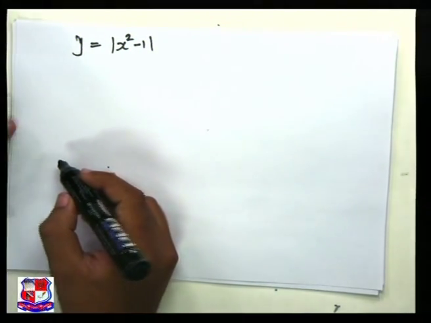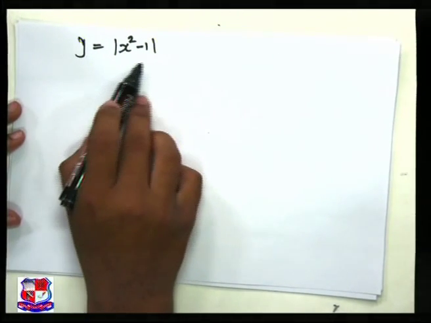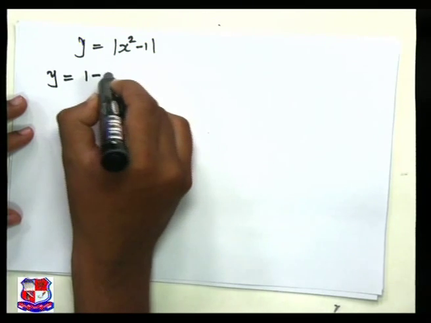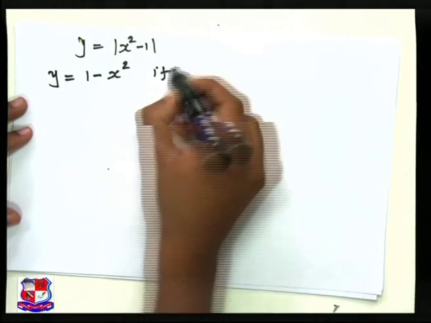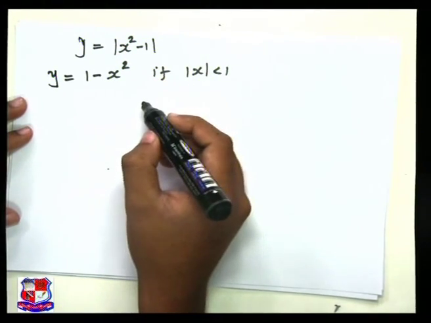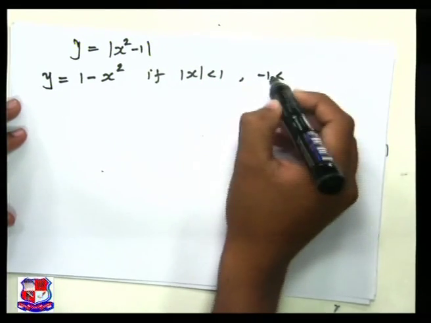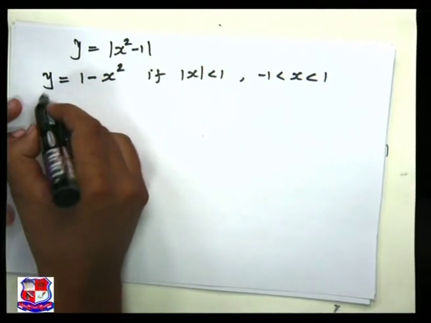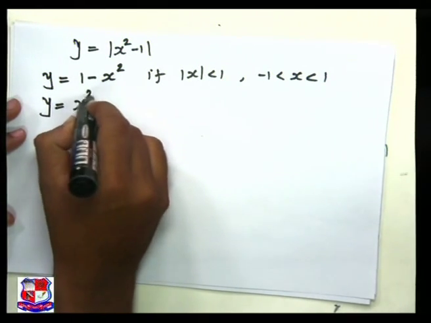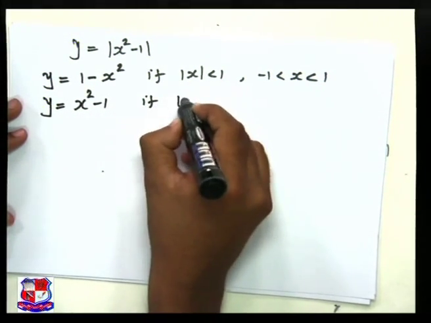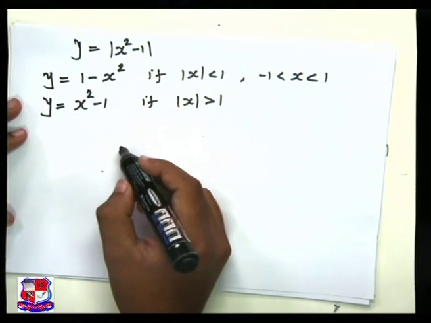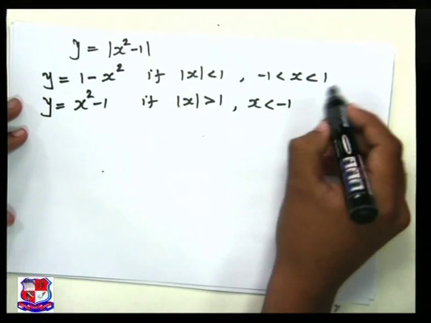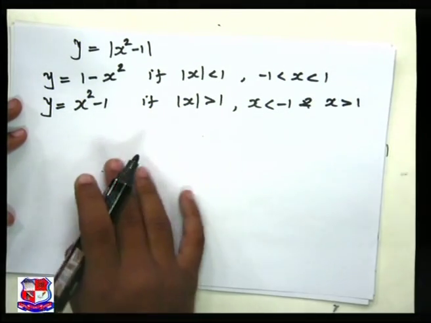Okay, now you can see that this is modulus of x square minus 1, correct? That means what? Just try to understand this term. Y is equal to 1 minus x square if mod x less than 1. That means when your x is between minus 1 to 1, y is equal to 1 minus x square. Otherwise, y is equal to x square minus 1. That means if mod x greater than 1. Okay, when mod x greater than 1, that means x less than minus 1 and x greater than 1.